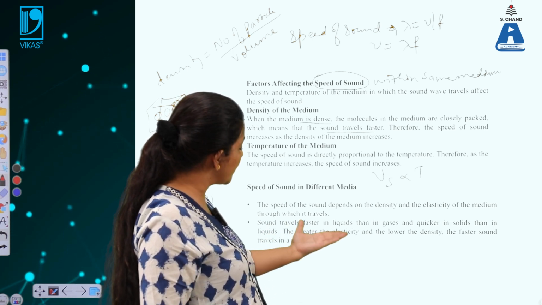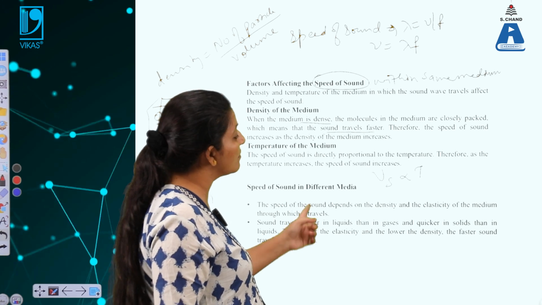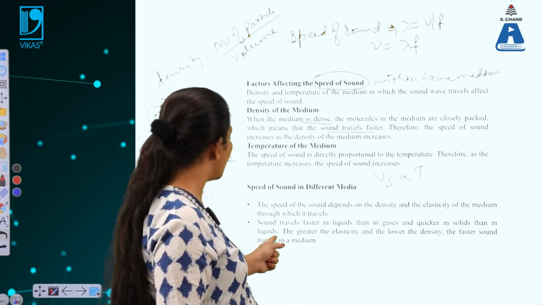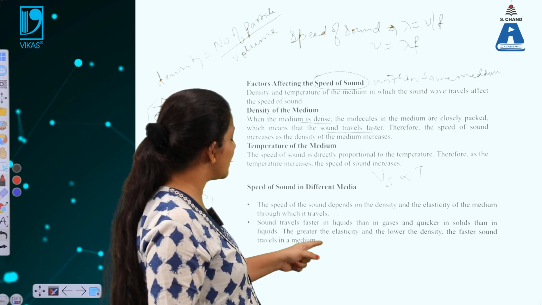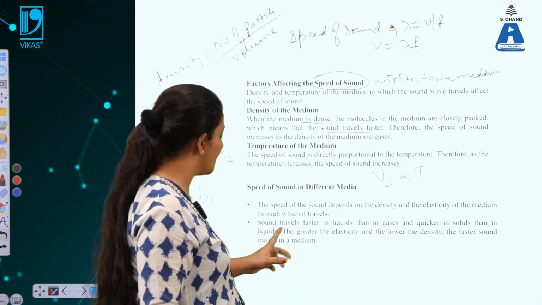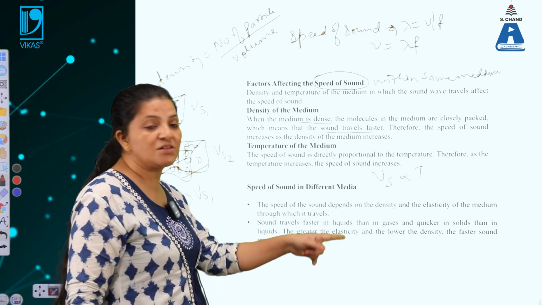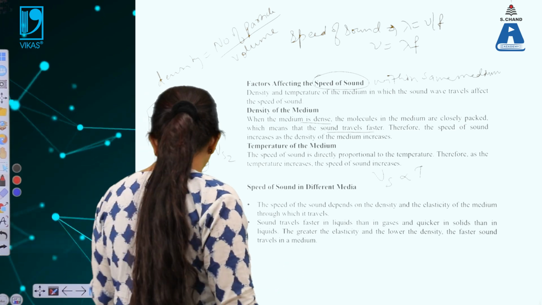Second, sound waves travel faster in liquids than in gases and quicker in solids than in liquids. Now, the greater the elasticity and the lower the density, the faster sound travels in the medium. Now in the first case, the sound waves travel faster in liquids than in gases. Now why is this so?